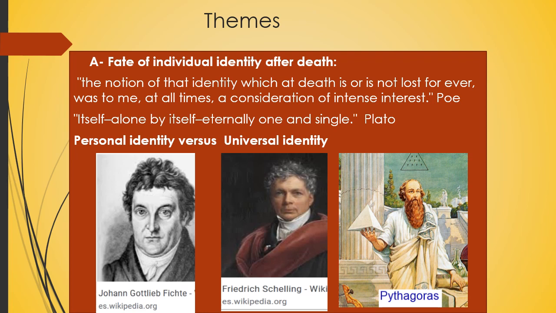"The notion of that identity, which at death is or is not lost forever, was to me at all times a consideration of intense interest." Well, to answer this question, we have to pay attention to different signs or hints that Poe put in the short story. The first one is the epigraph, which is taken from the work of Plato, Symposium, and which introduces the idea of a single universal identity.